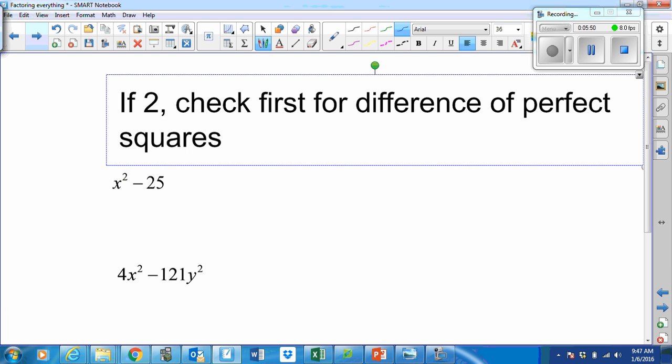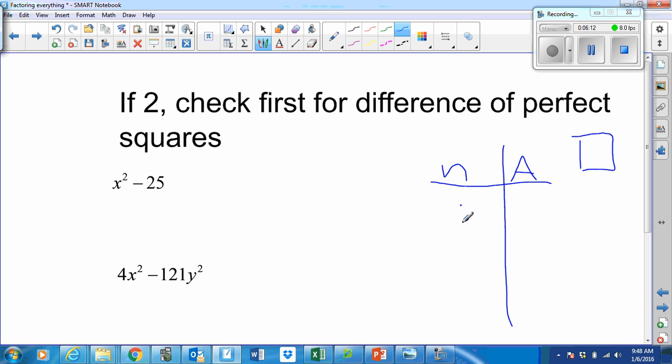The next part of factoring is when you check for the number of terms. If there are 2 terms, the first thing you need to do is check for a difference of perfect squares. Now, what are perfect squares? Perfect squares are based on the area of a square. And so if we say that n is our side length, then we're going to say that the output is the area of the square.